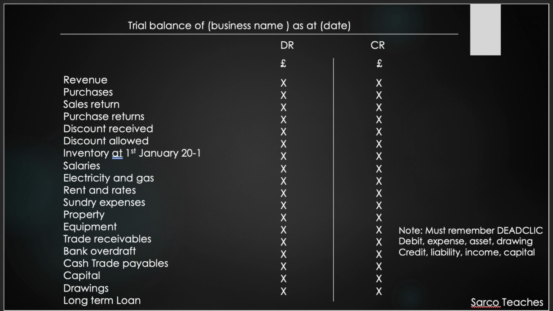Then we have CLICK. CLICK stands for credit, liability, income, capital. An example is income. So revenue is income. You put it on the credit side. You must remember DEAD CLICK. If you remember it, then you can simply easily do a trial balance.